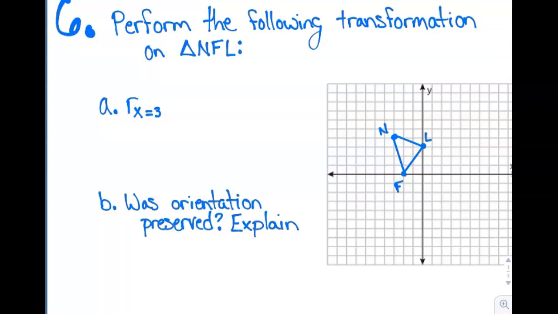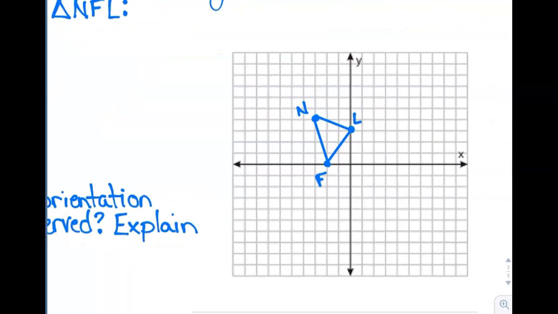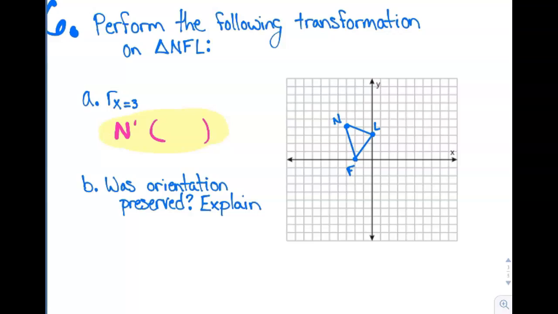So number 6 has 2 parts. We look at triangle NFL, and it wants you to perform that rigid motion. So the first question you ask yourself is, where is x equals 3? Where is that line? Is it here? Does it look like the x-axis and goes through 3? Or does it cut through the x-axis at 3? Reflect over x equals 3. I'm going to ask you where N prime ends up. And question B, after you performed this rigid motion, was orientation preserved? Go back up and look orientation up in your notes and see what happens when you do that with orientation. Was it preserved? And explain.